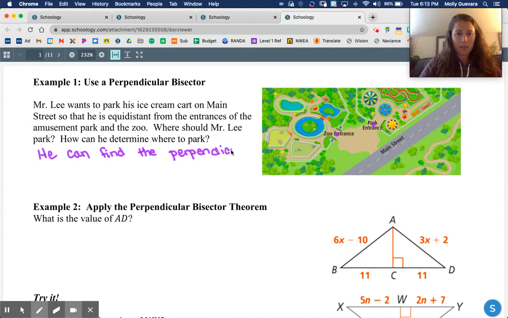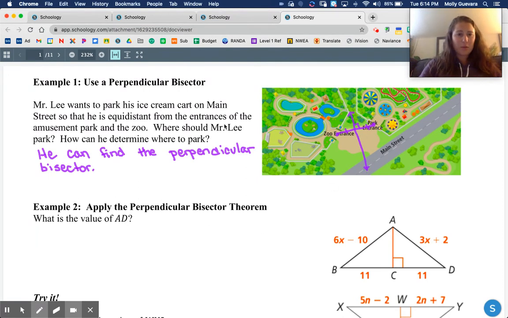Because the perpendicular bisector, every single point on the perpendicular bisector is going to be equidistant to the zoo and the park. So to find the perpendicular bisector, we can first draw our segment. And then I want to draw a line that is perpendicular to this and also cuts this distance in half. Unfortunately, we're just going to have to estimate. So something like that. So it cuts it in half. This distance is the same as this distance.